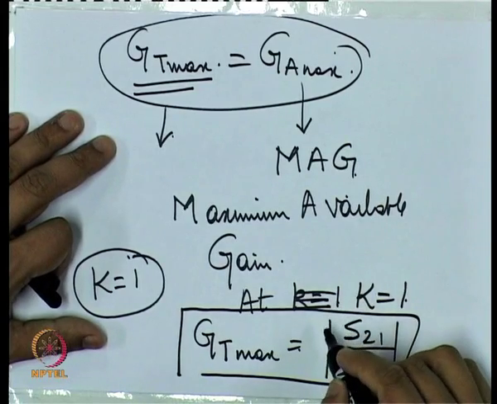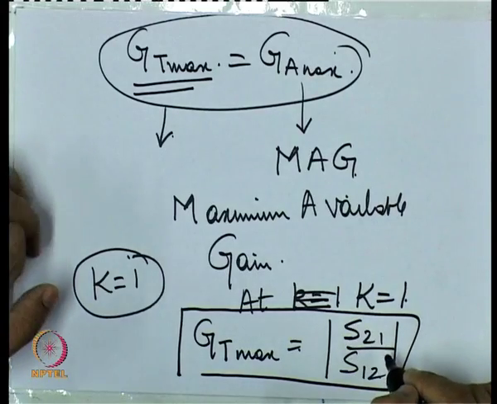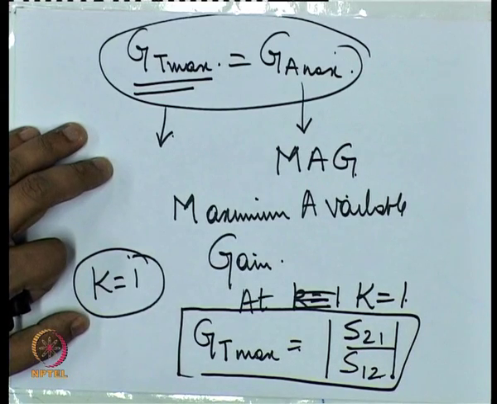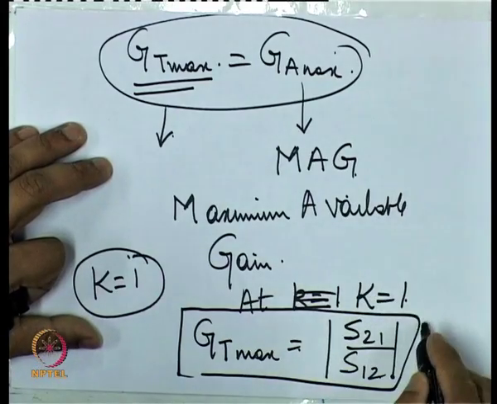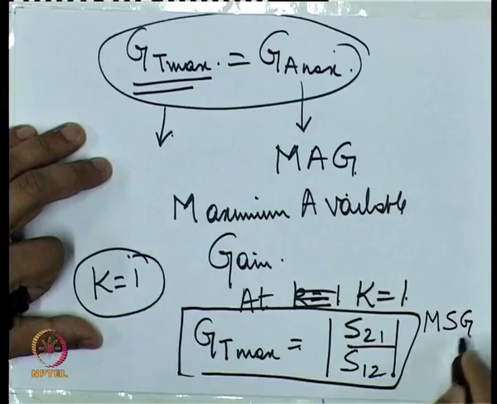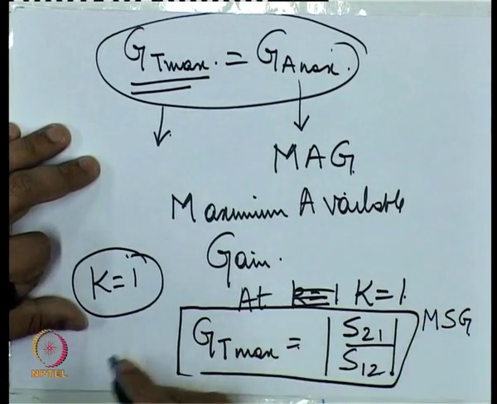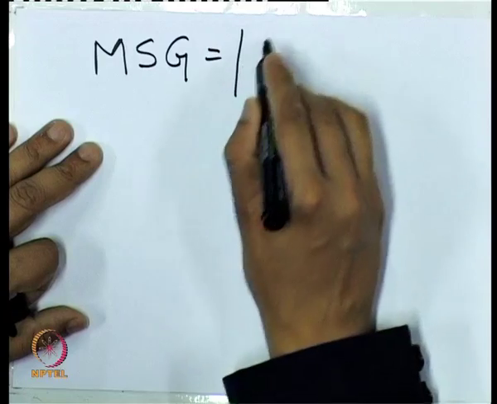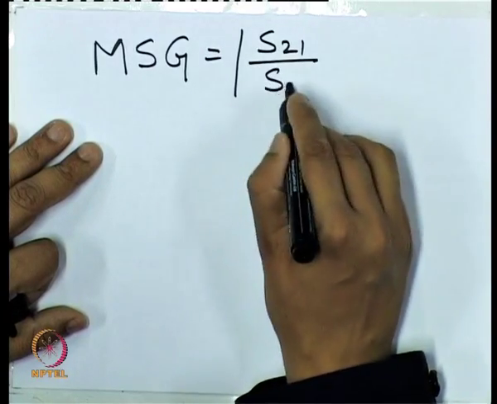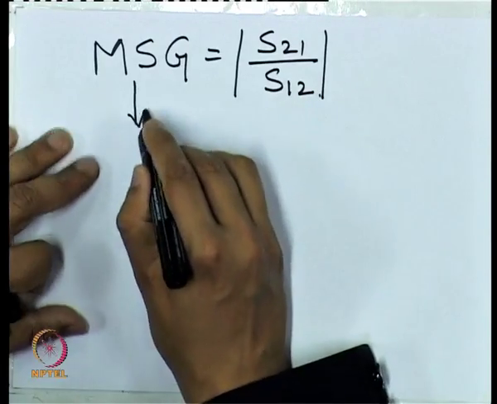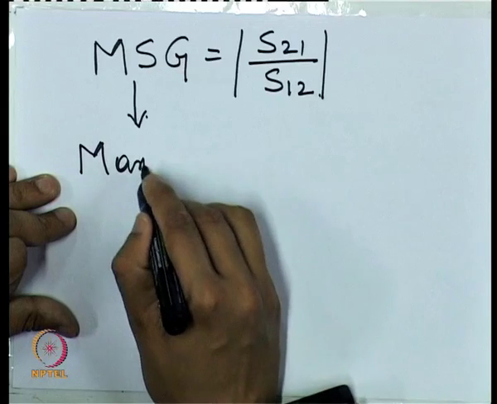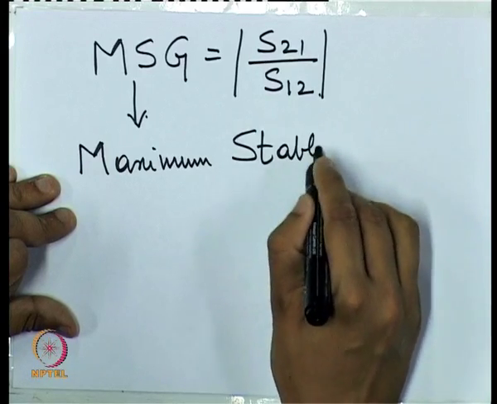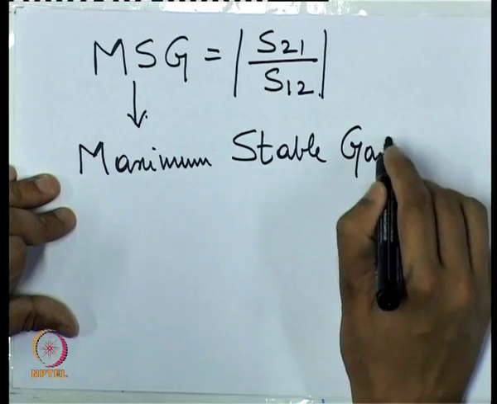So at the stability boundary, this is the value of GT. And this is also a figure of merit, and it is known by the term MSG, which is equal to S21 upon S12, and this is known as the maximum stable gain.